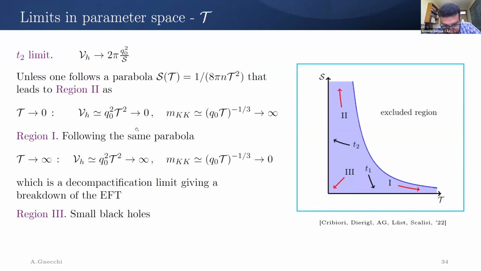I see. This Q0 in this limit is kept fixed, and it's enough to show that there is a limit where I can tell you that you're out of the validity of your theory.